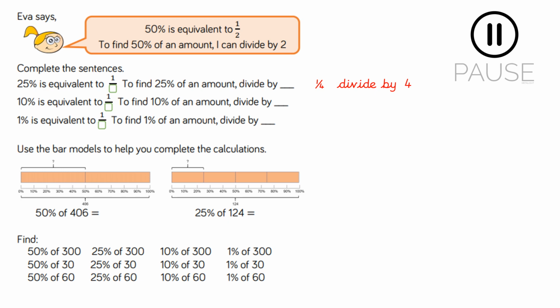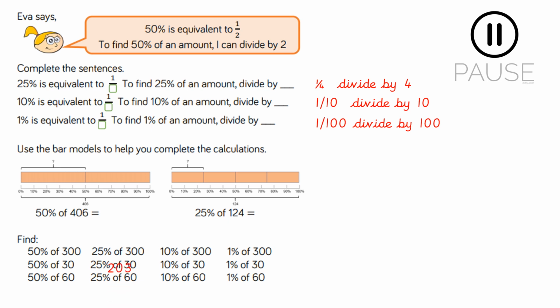So 25% is equal to a quarter, therefore to find 25% of an amount we divide it by 4. 10% is equivalent to a tenth, so to find 10% of an amount we divide it by 10. And 1% is equivalent to 100th, so to find 1% of an amount we divide by 100.